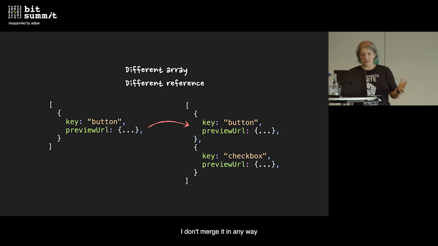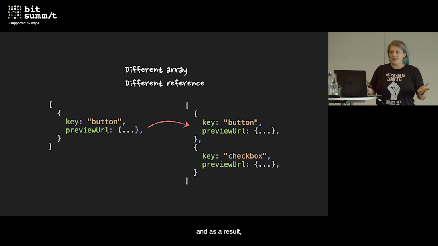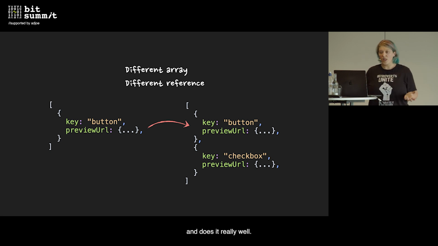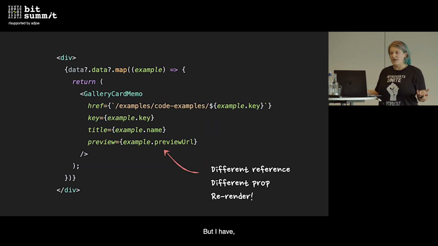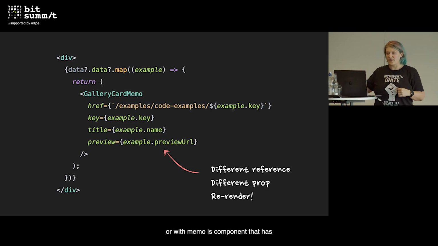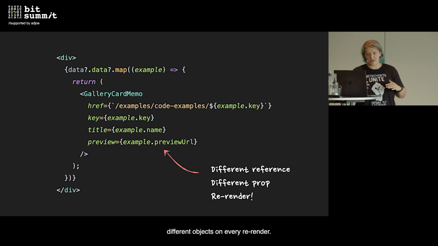I don't merge it in any way, because I never thought about this. And as a result, it's not the fault of the library. It does exactly what it should do. It does it really well. But I have now a situation with a memoized component that has different objects on every re-render.